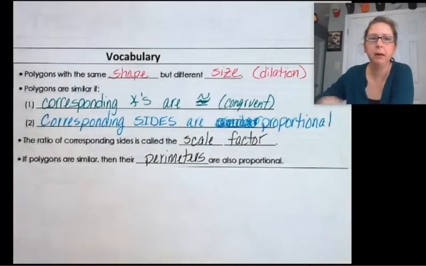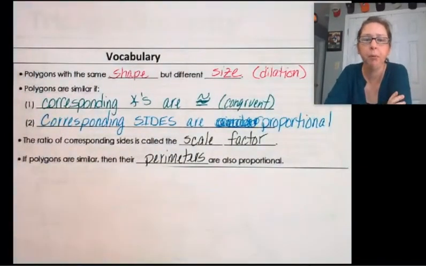All right, polygons are the same shape, but different sizes. That is what similar means, okay? They are similar if the corresponding angles are congruent. Remember, congruent is another way of saying equal. And the corresponding sides are proportional. So proportional means that their ratios are equal to one another.